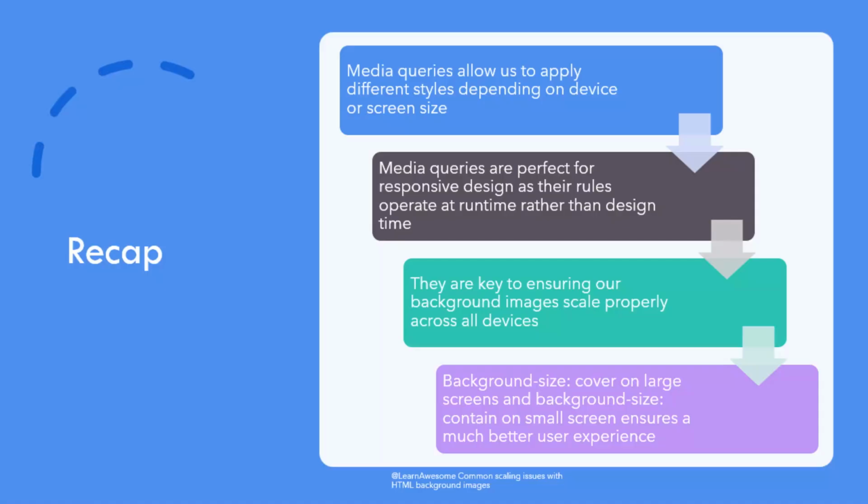Right, finally, to recap, media queries allow us to apply different styles depending on the device or screen size. In this case, they are the key to ensuring our background image scales properly across all devices. By using media queries to switch between background-size: cover on large screens and background-size: contain on small screens, we can ensure a much better user experience. The image will adapt to different screen sizes, keeping its quality and appearance intact.